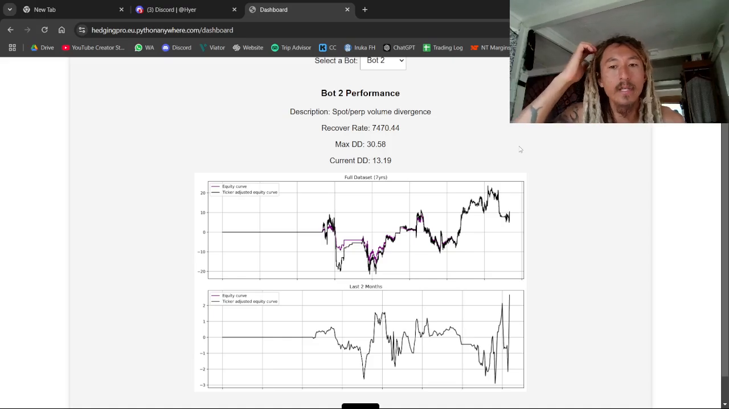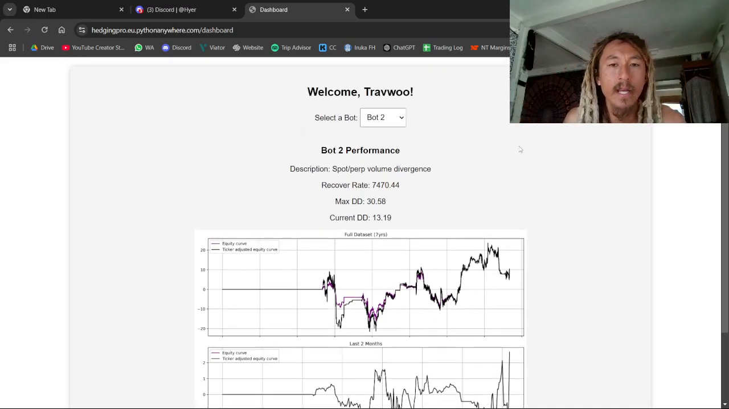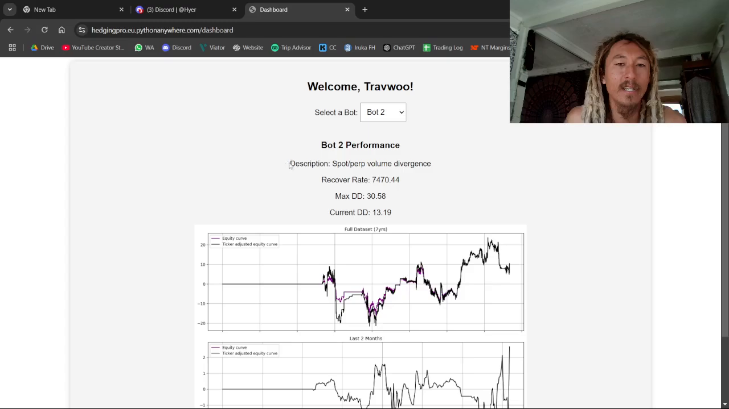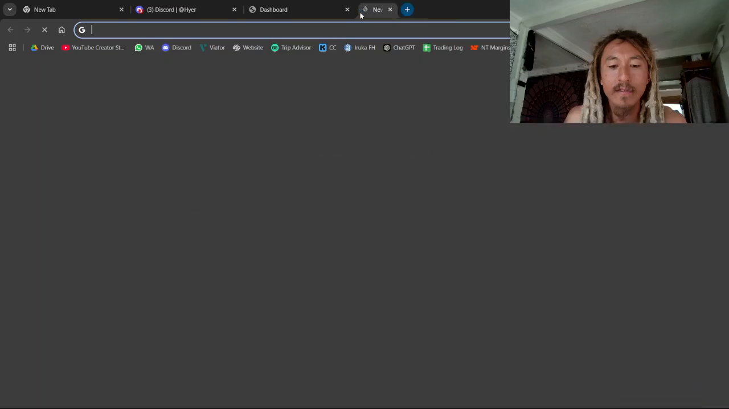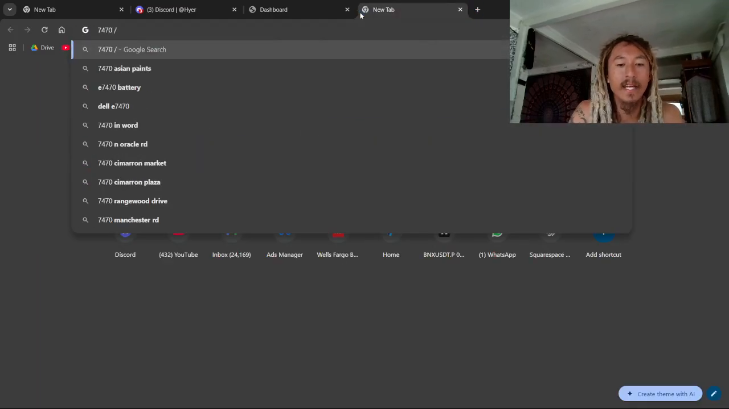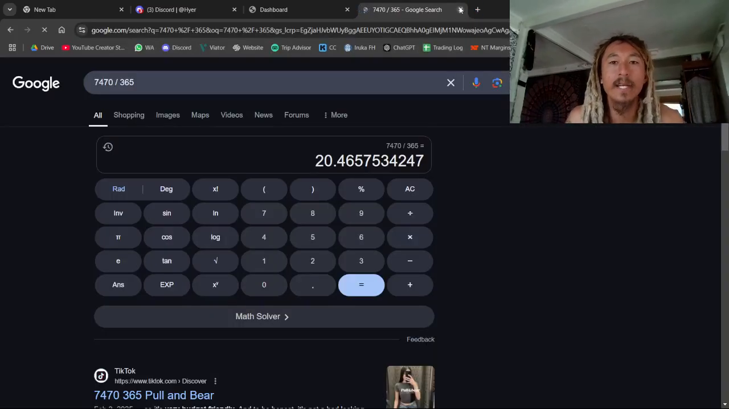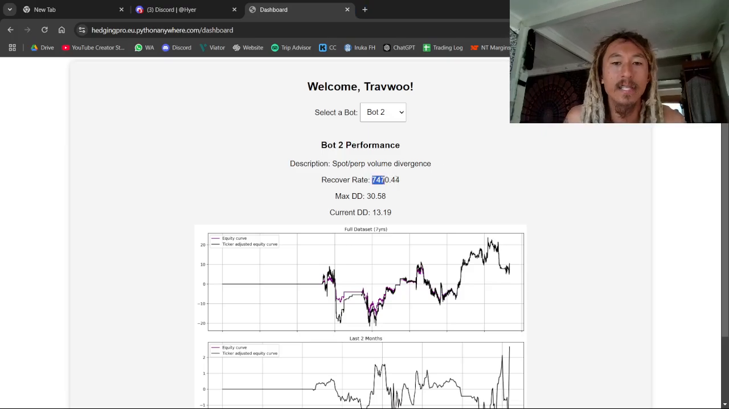Bot number 2 is, and some of the bots are not as good as the other bots. Some of them are going to be turned off. This one, the recover rate, that doesn't seem accurate. 7470, if it's going by days, that doesn't even make sense. So I guess I'm incorrect about what recover rate means.